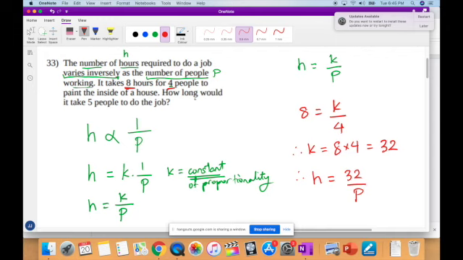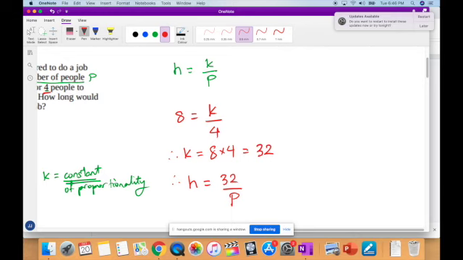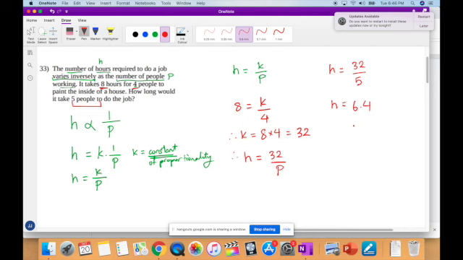So now they ask us, well, how long would it take for 5 people to do the job? For 5 people to do the job, how many hours? So H would be 32 divided by 5 people. 32 divided by 5 would be 6.4 hours.